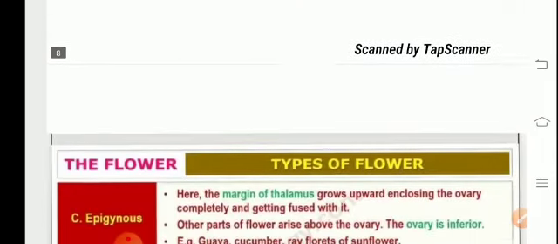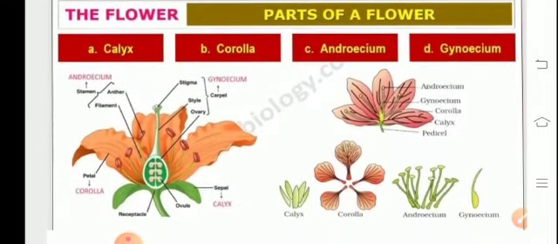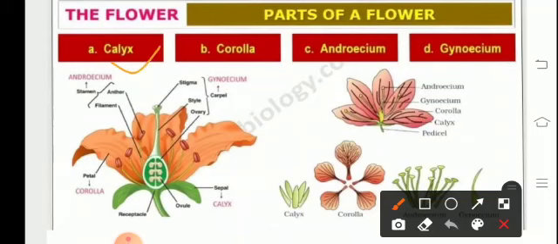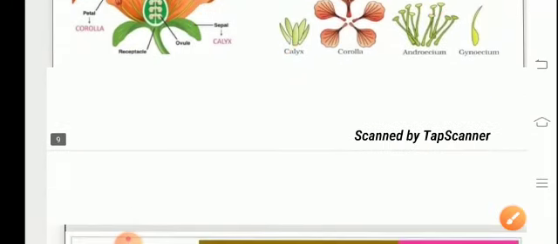Now when we talk about the parts of the flower, it basically comprises calyx, corolla, androecium, gynoecium, where calyx are the green colored structures which provide protection to the flower in bud condition. Corolla are a group of petals which help to attract pollinators. Androecium is the male part which produces the male gamete, that's the pollen grain. Gynoecium is the female part which produces the egg.